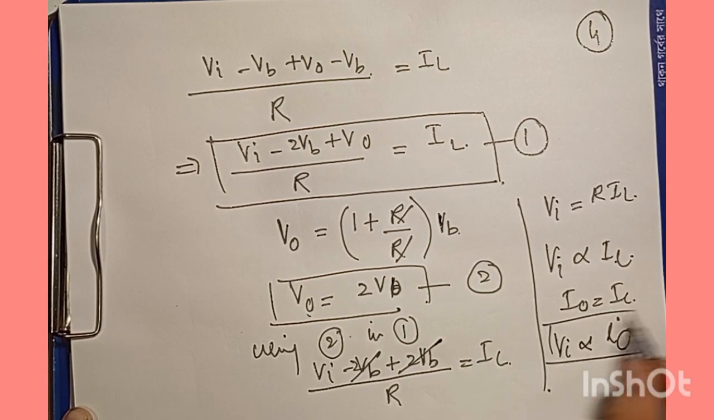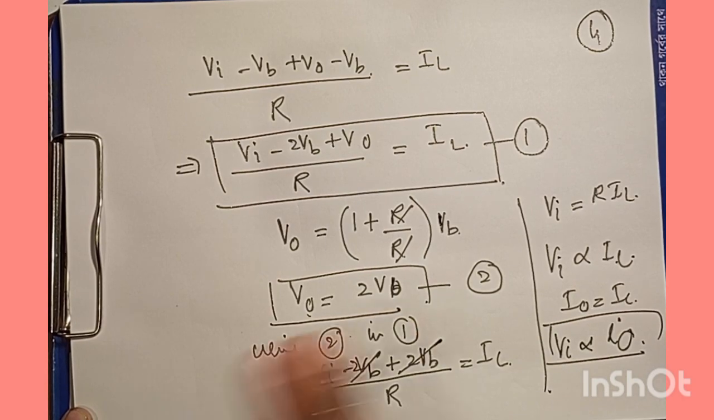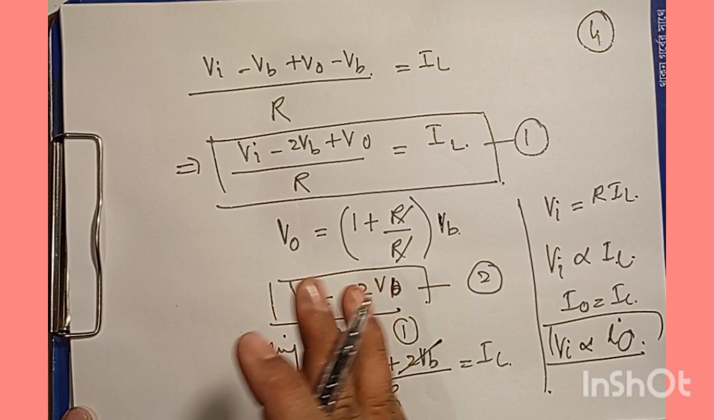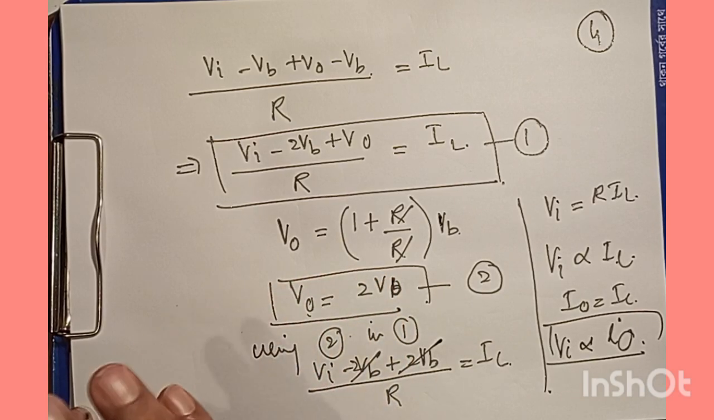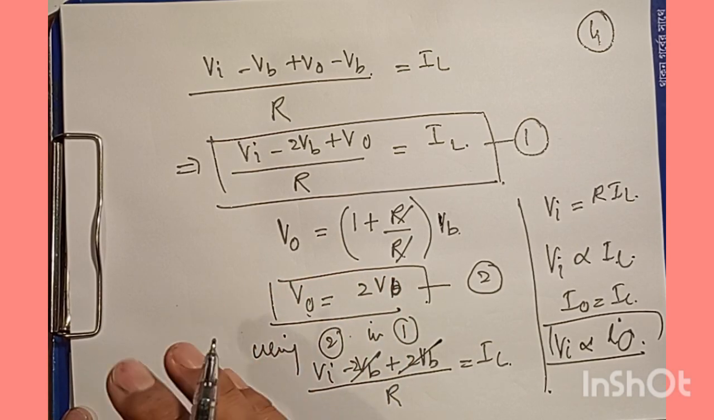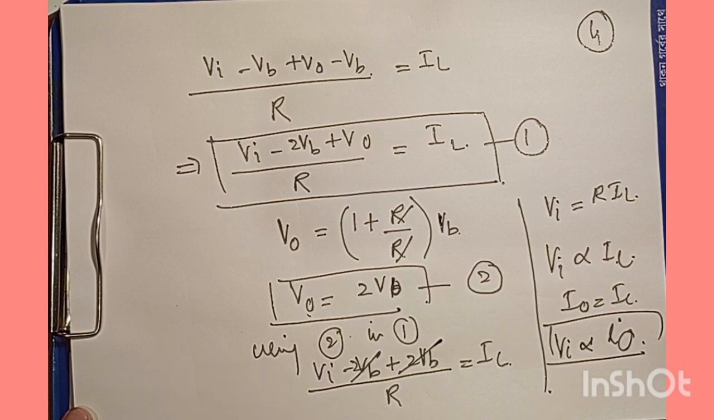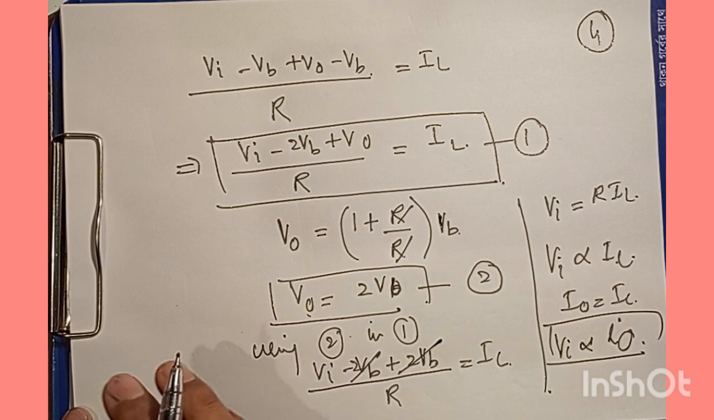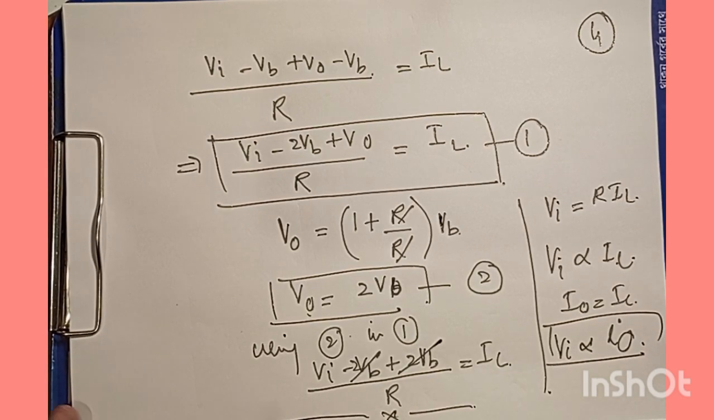So we have made use of 2 approaches. One approach was in which we used the floating resistance approach. Another approach was the ground approach, and in both the cases we have seen that the input voltage is proportional to the output current. So this is the end of this topic, the conversion of voltage into current.